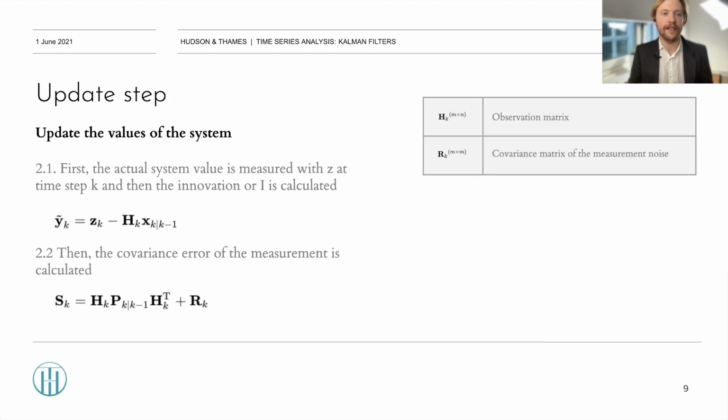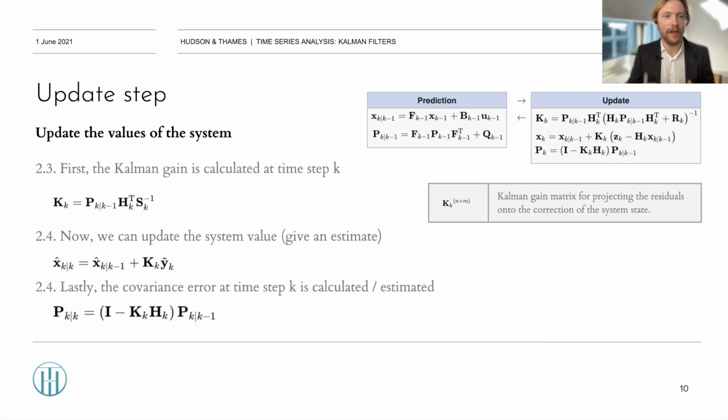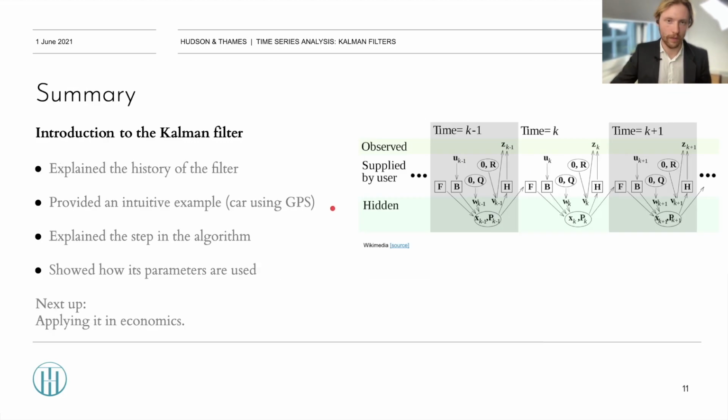So let's get into the next step, the correction step or the update step. At first, the actual system value is measured with z at time step k and then combined with the observation matrix. This gives us the innovation or I. Then the covariance error of the measurement is calculated. To update the values of the system, we need to calculate the Kalman gain as well at time step k. And then we can update our system value with our previously calculated innovation and our Kalman gain. Lastly, the covariance error at time step k is calculated and we repeat our process.